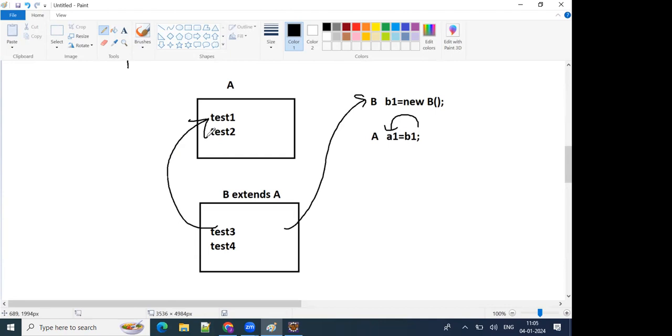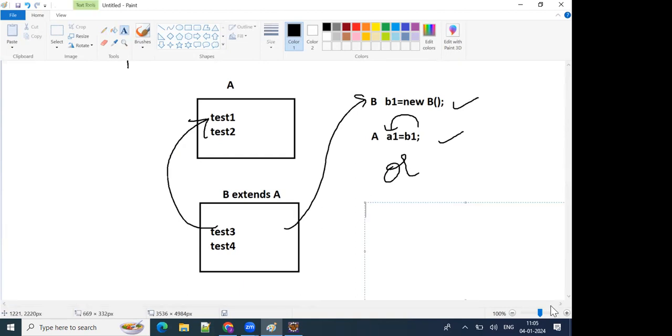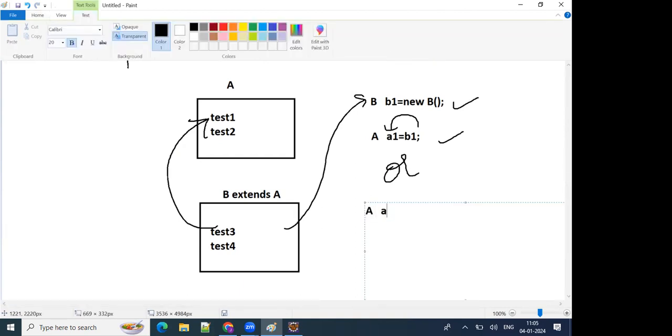You can write it like this also, or this is two lines. Directly you can write A1 = new B(). Create an object of the subclass and assign it to a superclass reference. This is also called upcasting.